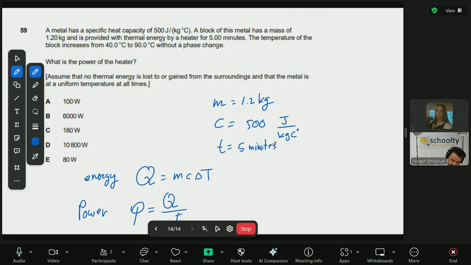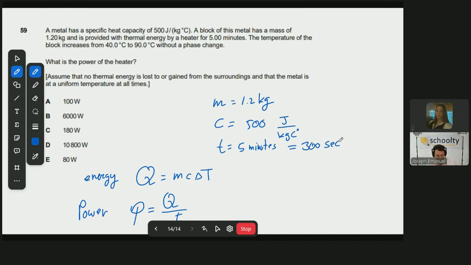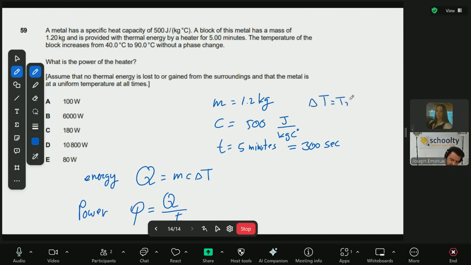Remember that power is joule by second. So 5 multiplied by 60 is 300. This is 300 seconds. Okay? The temperature will rise, delta T, T2 minus T1. This is not time, this is temperature. This is 90 minus 40, this is 50 Celsius.